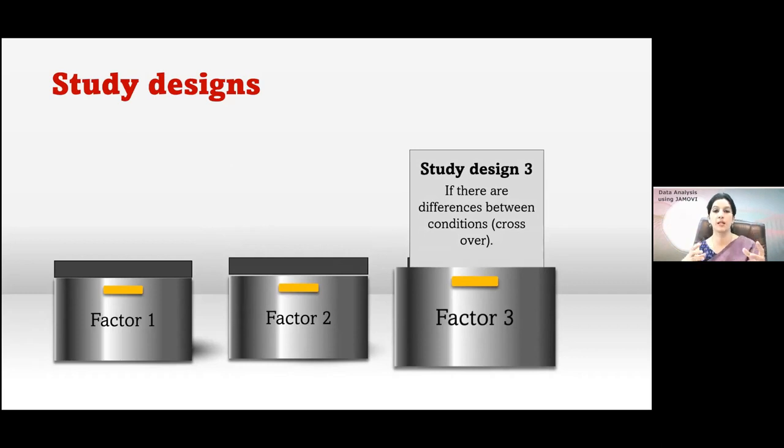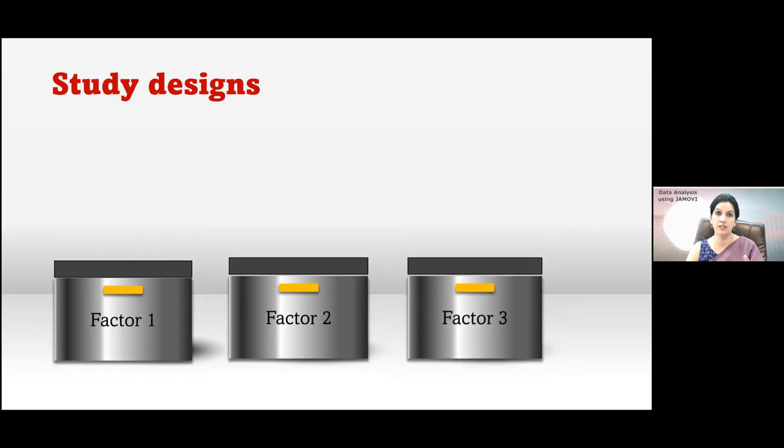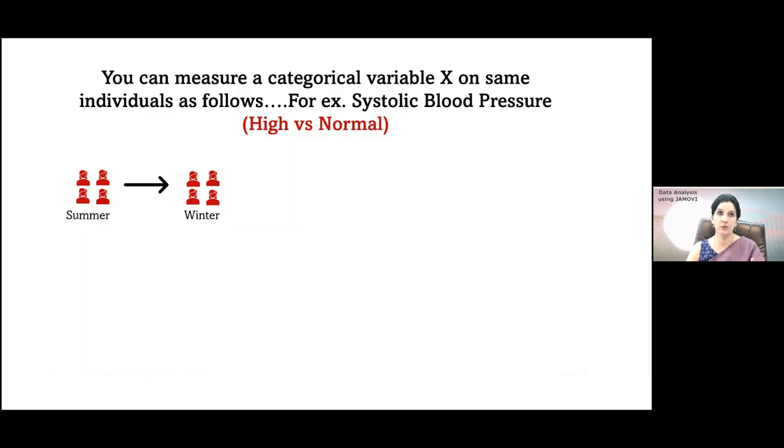like we did for the crossover design. You have one variable, you expose them to one intervention, and then after a certain time you expose them to the second intervention. That can also be done, like we did for the chi-square test of two proportions. In this case, you can measure a categorical variable X on the same individual, like systolic blood pressure in summer and winter at two different time points, and you categorize it as high and normal, because it cannot have more than two categories.